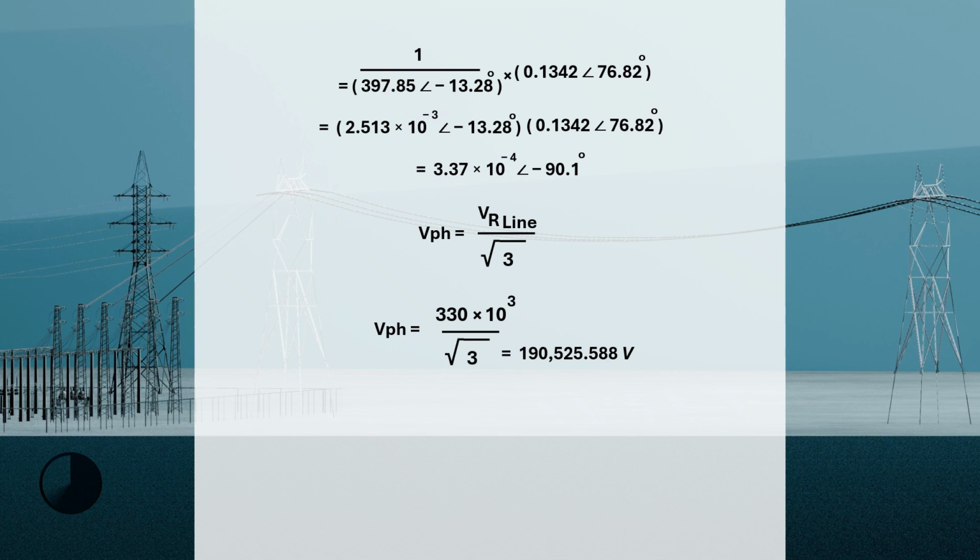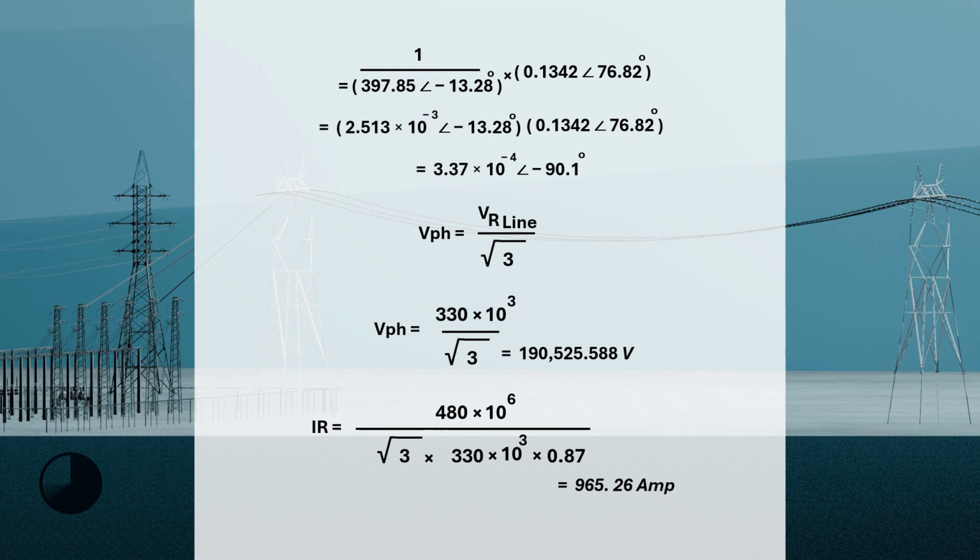This will give us a receiving end phase voltage of approximately 190,525.588 volts. Next, to find the receiving end current, we use the formula for three-phase power, which is power divided by the square root of 3, multiplied by voltage, and multiplied by the power factor. Substituting the given values, which are 480 megawatts of power, 330 kilovolts of line-to-line voltage, and a power factor of 0.87, when simplified, we will get a receiving end current of approximately 965.26 amperes.